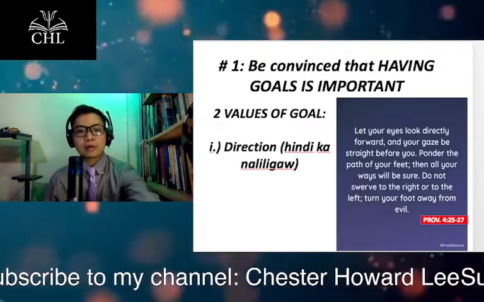Marami mga tao ngayon walang sense of direction because we are living in a society na puro distraction. Diba? Kaya maraming tao ngayon nagsasayang ng oras. Maraming mga tao ngayon at the end of the day pagod pero wala namang accomplishment. What explains that? Wala kasing sense of direction. They are easily distracted. Basta may tumawag sa kanila, sasagot. Basta may nagyaya, sasama.